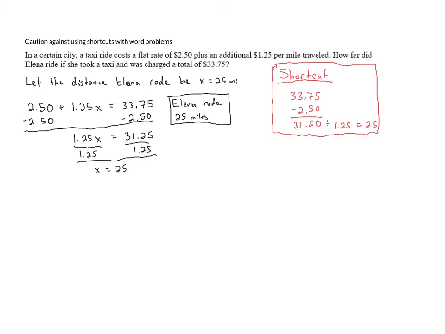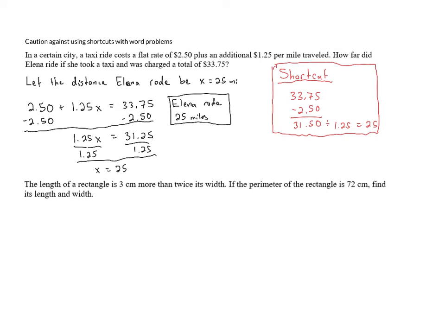But this shortcut does not work in all of the types of problems. For example, it doesn't work for problems about perimeters. We have this other problem. The length of a rectangle is 3 centimeters more than twice its width. If the perimeter of the rectangle is 72 centimeters, find its length and width.